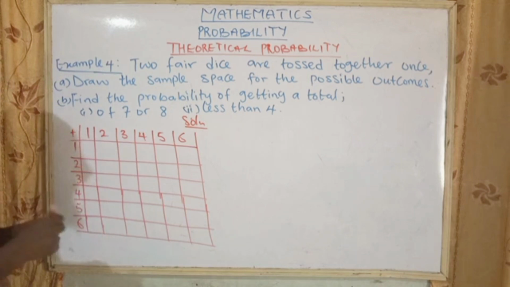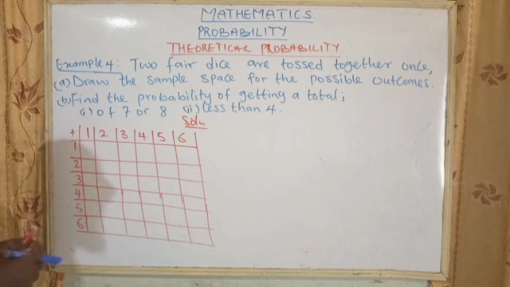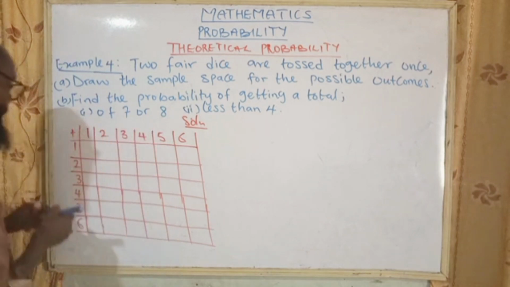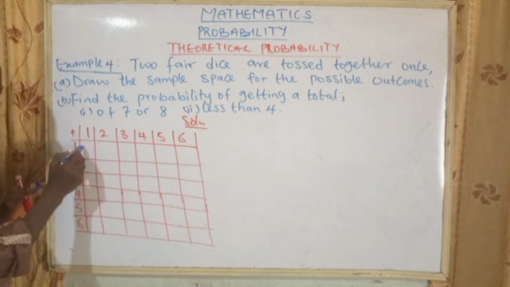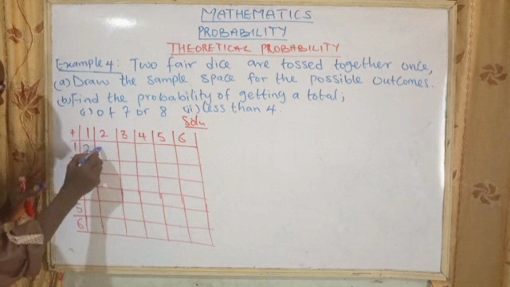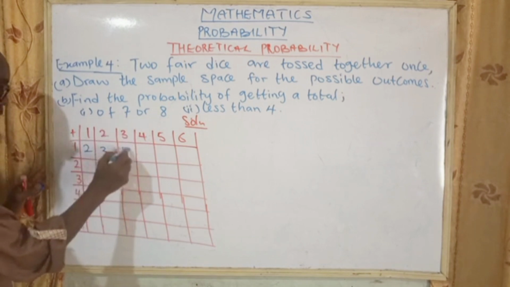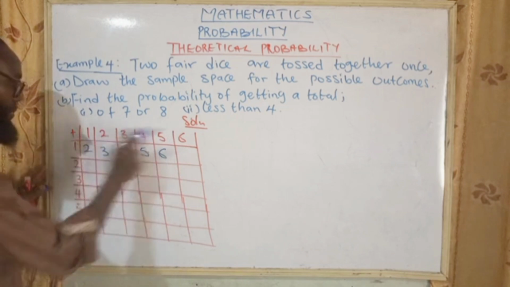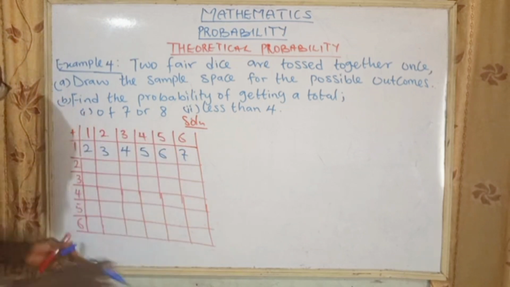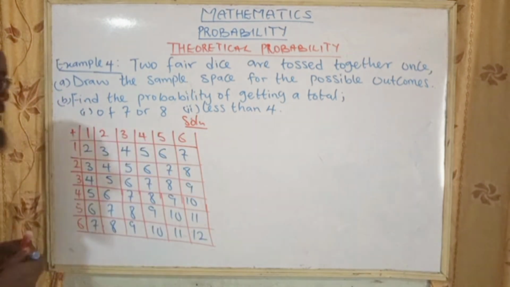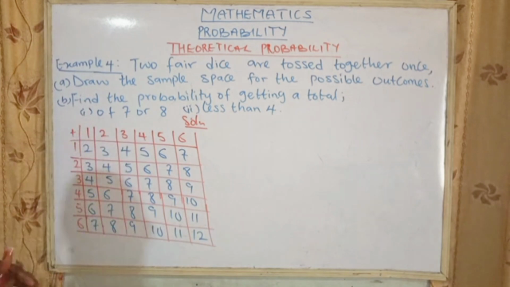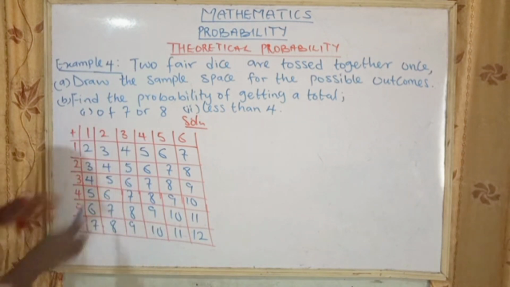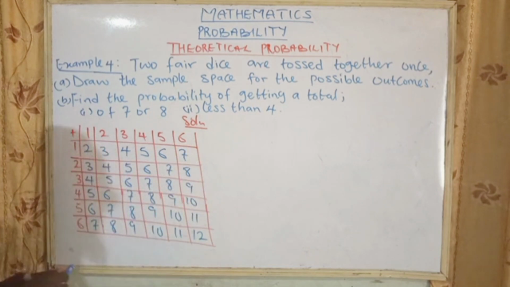Now, since there are 2 fair dice, we have to sum them together because we need to get the total of 7 or 8. That is, 1 plus 1, I have 2. 1 plus 2, I have 3. 1 plus 3, I have 4. 1 plus 4, I have 5. Plus 5, 6. Plus 6, 7. So we're going to populate the rest. Now, we fill the table. How many sample spaces do we have? When you count everything that is here, it equals 36.